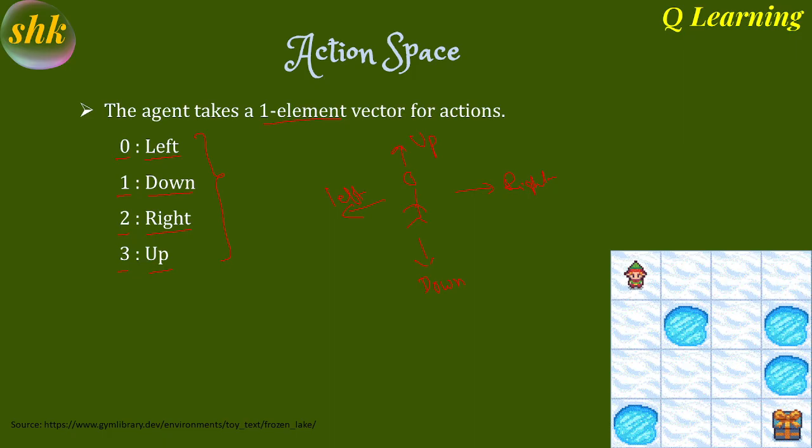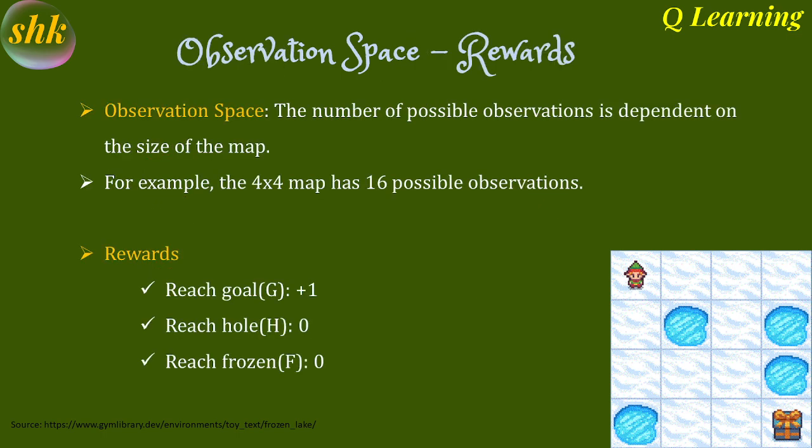The observation space is nothing but the different states which are possible whenever the agent takes some action. The number of possible observations depends upon the size of the map. If you consider a 4 cross 4 map, we have 16 possible observations. Coming to rewards, if the agent reaches the goal, we get a reward of +1. If the agent reaches a hole, that is H, or a frozen space, that is F, the agent will receive a reward of 0.